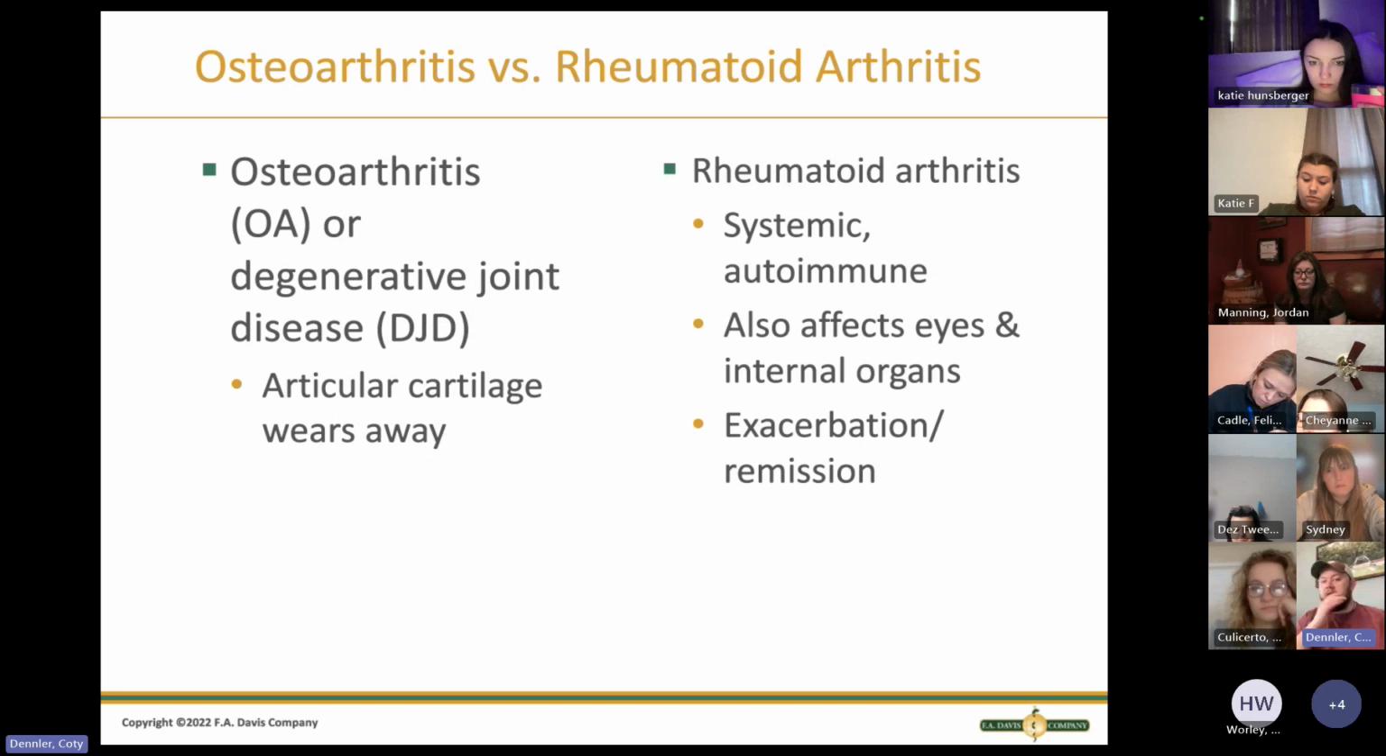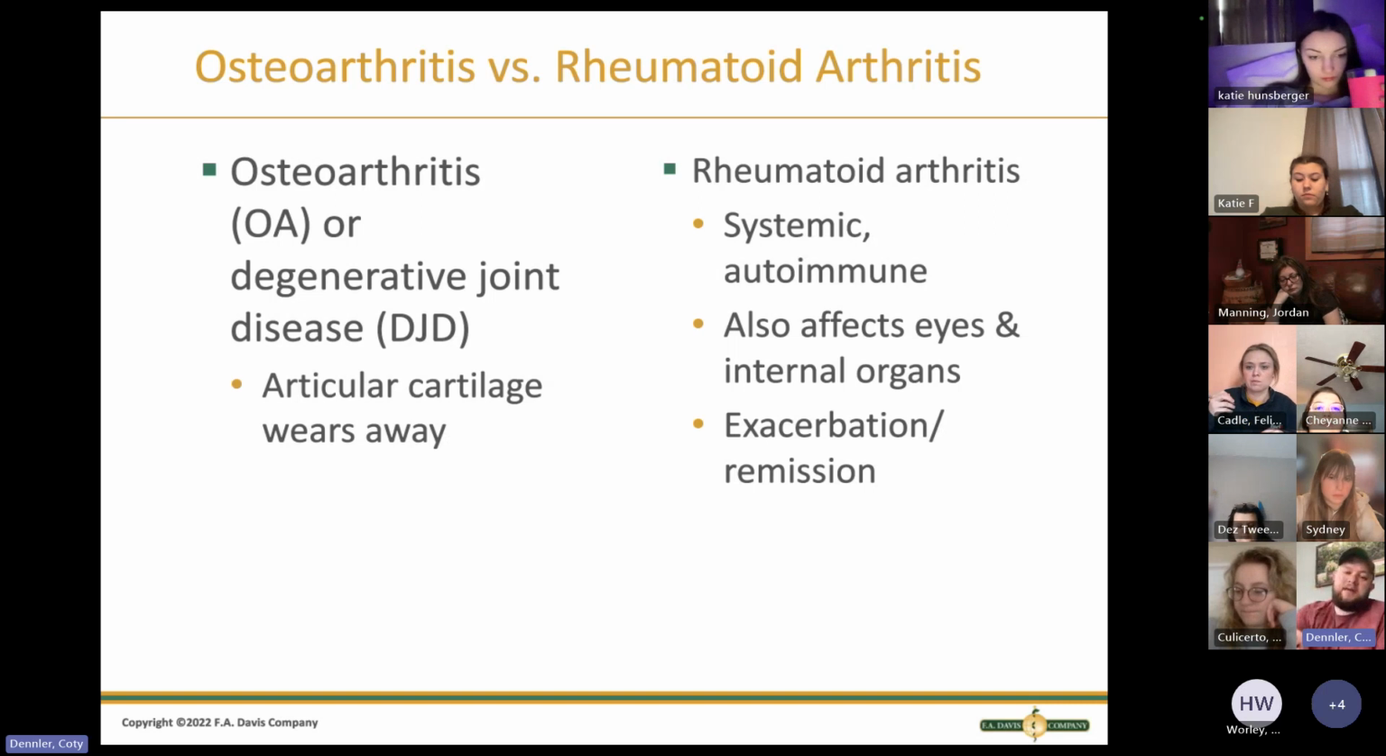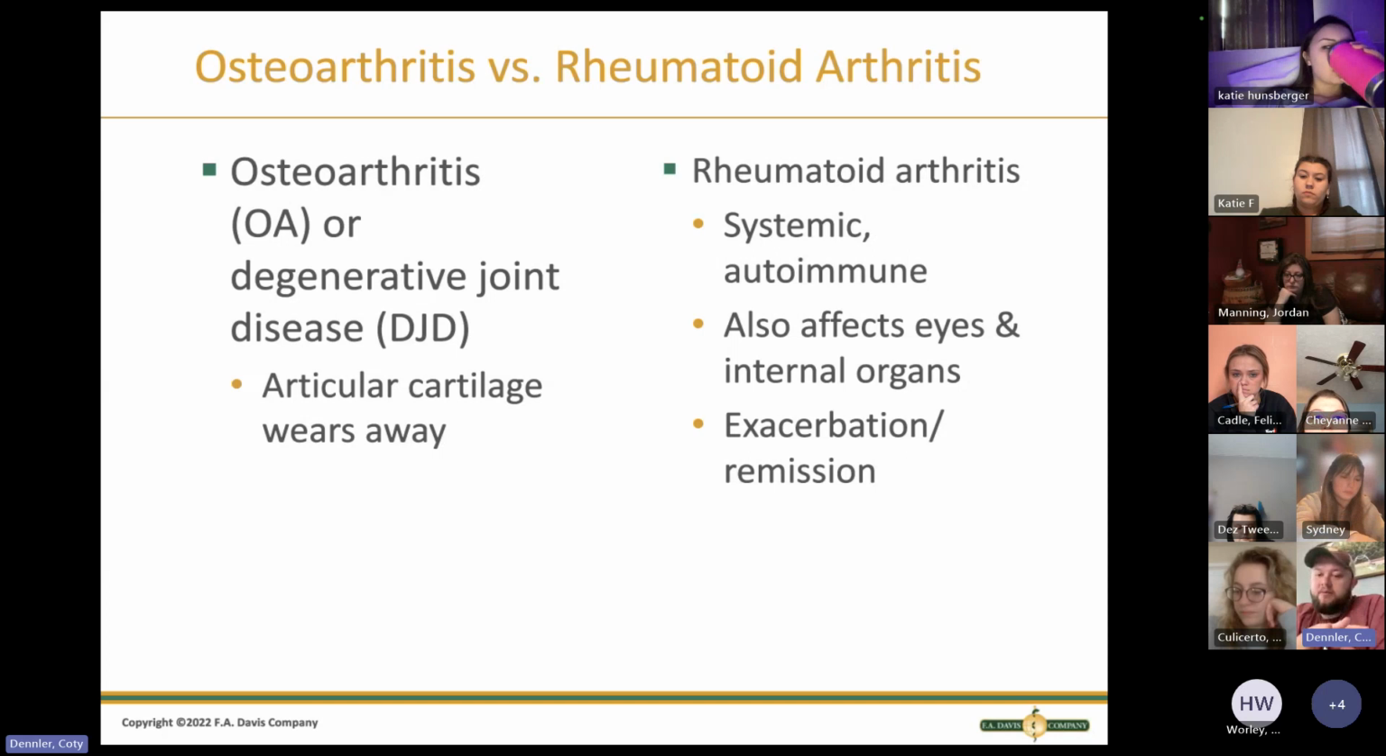Okay, so the two big ones that I know you guys have heard about before are osteoarthritis and rheumatoid arthritis. For the next several slides, it's like a continuum. I hate how they do these PowerPoints, but just bear with me. It'll all make sense in a minute. There's a really helpful chart.